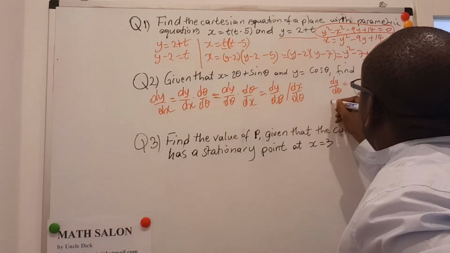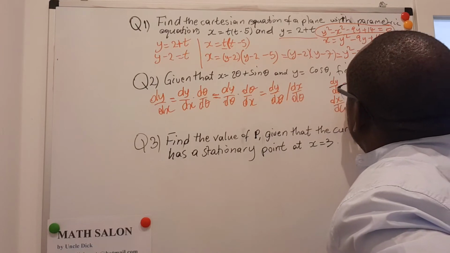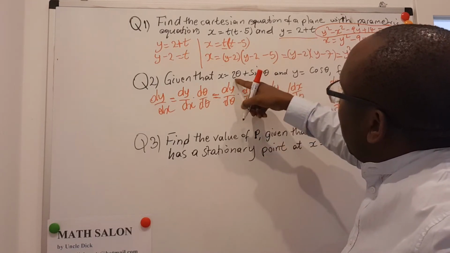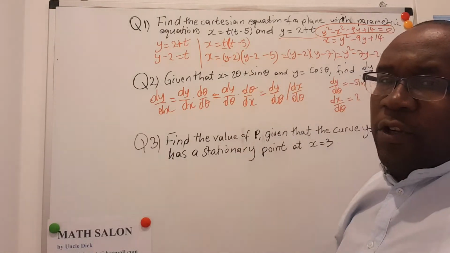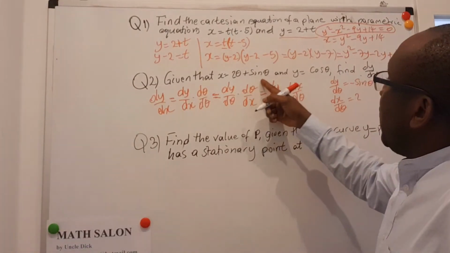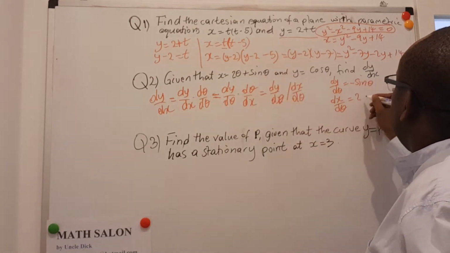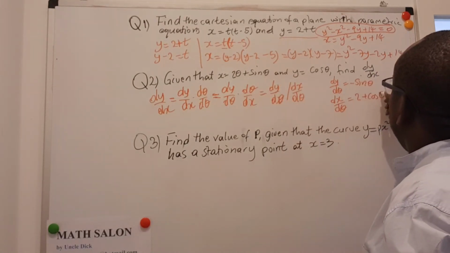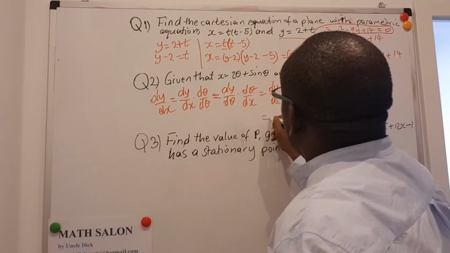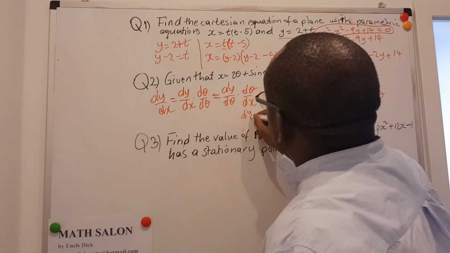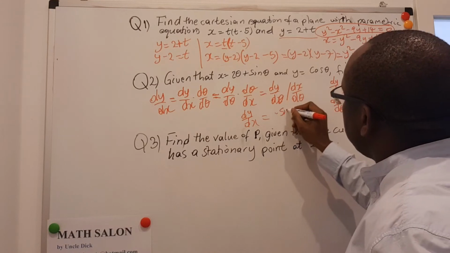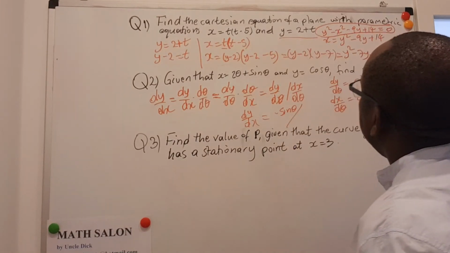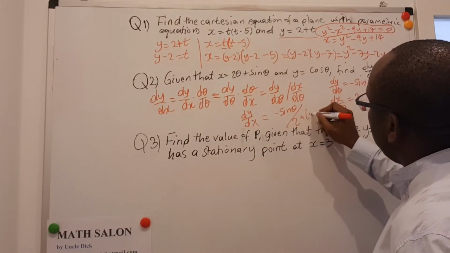And for the dx d theta, if I differentiate with respect to theta, I get 2. That's just like 2x, the derivative of 2x is 2. I differentiate sine theta with respect to theta, that is cos theta, plus cos theta. So if I want to get my dy dx from here, I will just substitute, that is minus sine theta divided by 2 plus cos theta.